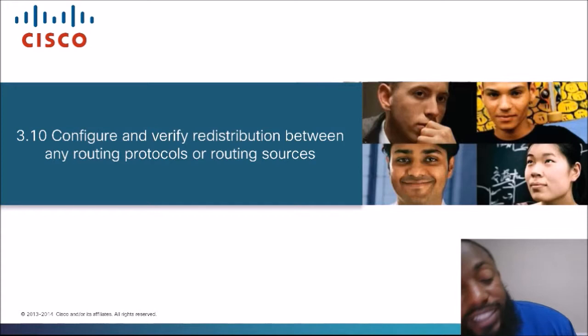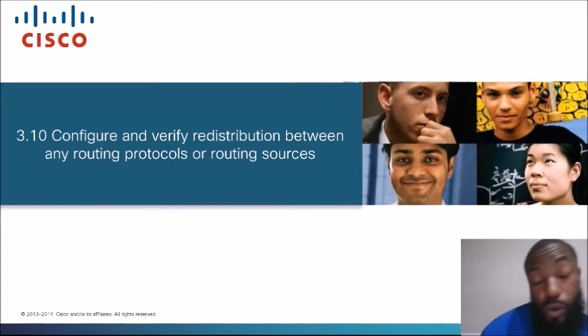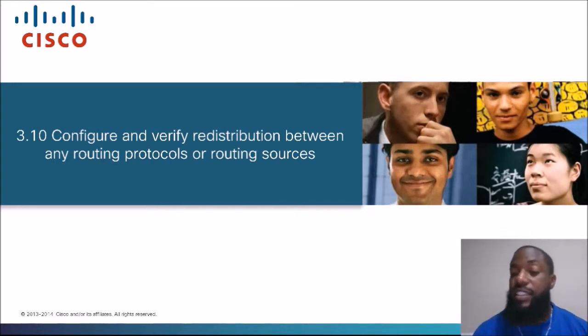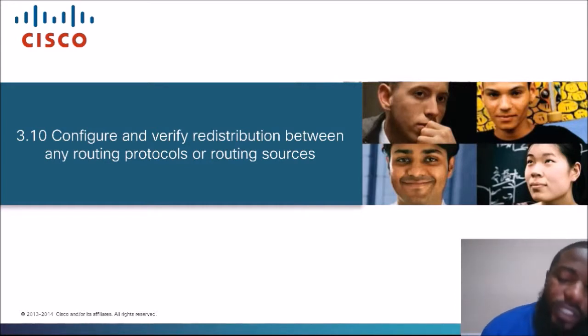And today's topic is section 3.10. Configure and verify redistribution between any routing protocols or routing sources. This is a topic in the CCNP ROUTE exam code 300-101, version 2.0. Let's take a look at the exam blueprint to see where we came from and where we're headed.